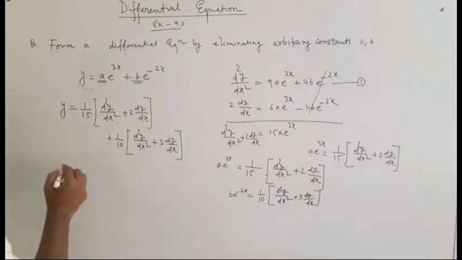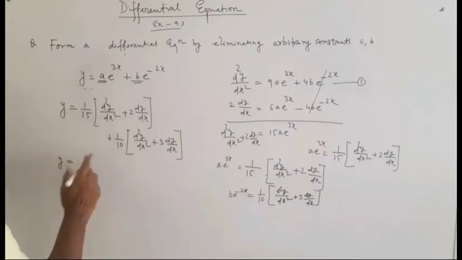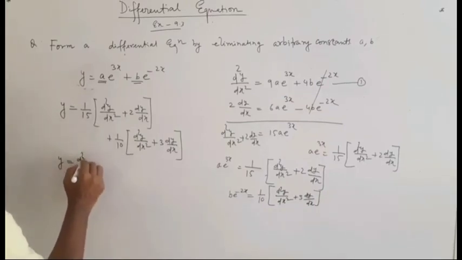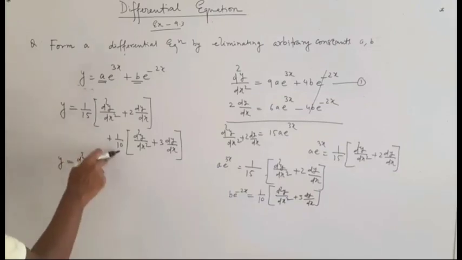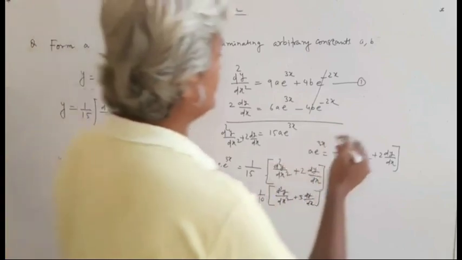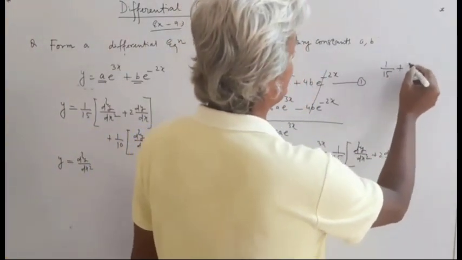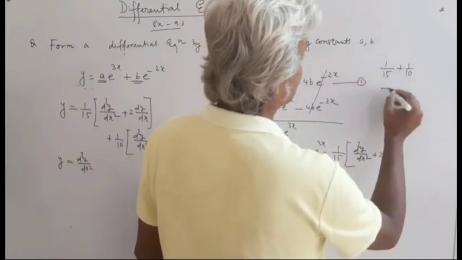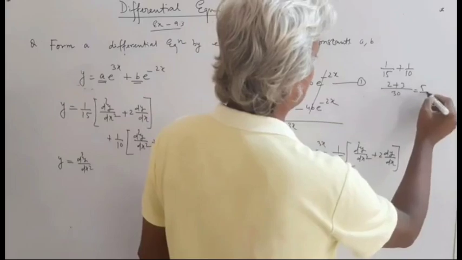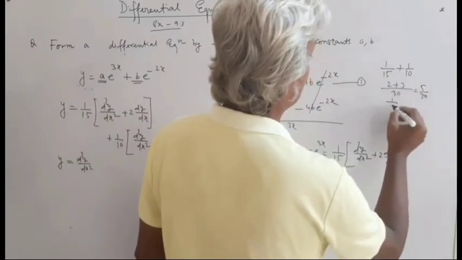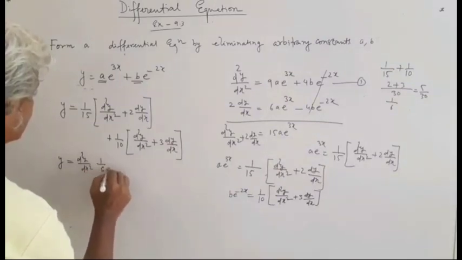So what I do, I write directly here y 1 by 15, 1 by 10. So I write here d square y by dx square. If you take this common, you get 1 by 15 plus 1 by 10. I find what is 1 by 15 plus 1 by 10. The LCM is 30. This is 2 plus 3, this is 5 by 30, or 1 by 6. So this is giving me 1 by 6.